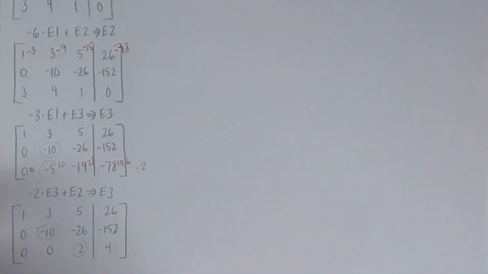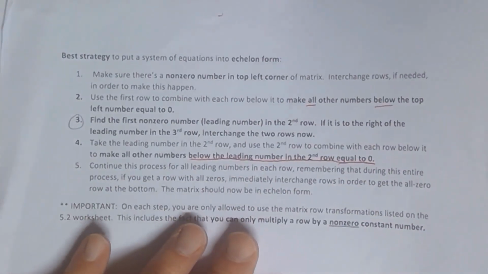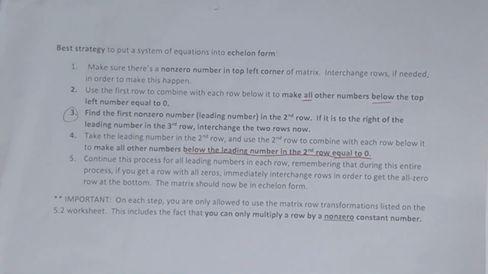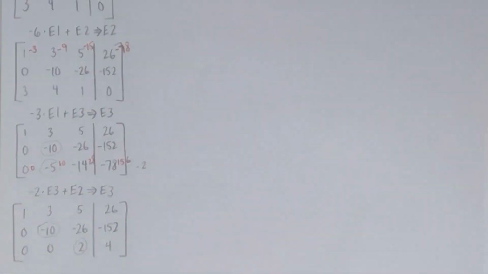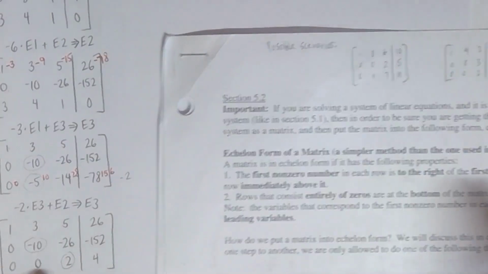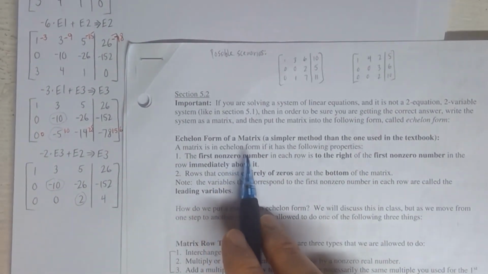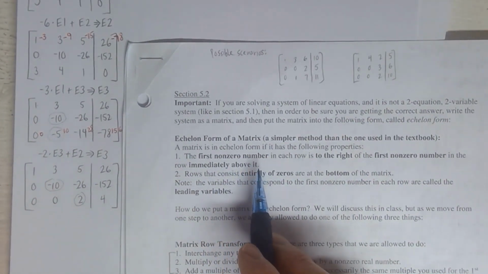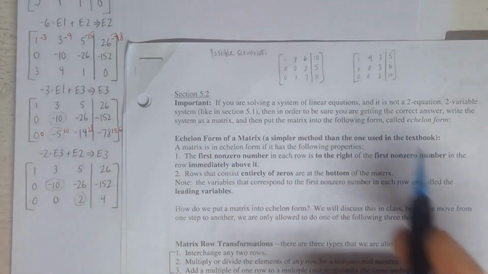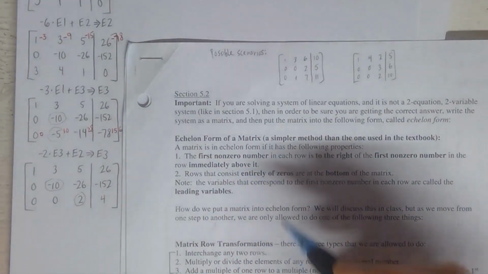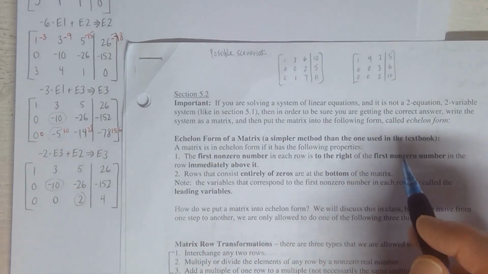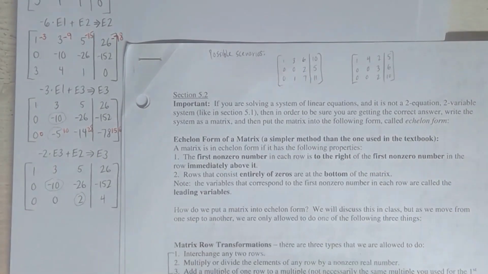So anyway, it is now in echelon form according to my directions, but you're probably wondering at this point, well, how do we know that though? Here's how you know that it's in echelon form. It's now time to talk about that. What does it mean for a matrix to be in echelon form? Let's take a look at it side by side here. It says a matrix is in echelon form if it has the following properties. The first non-zero number in each row, in other words, the leading number in each row, is to the right of the first non-zero number, the leading number in the row immediately above it.